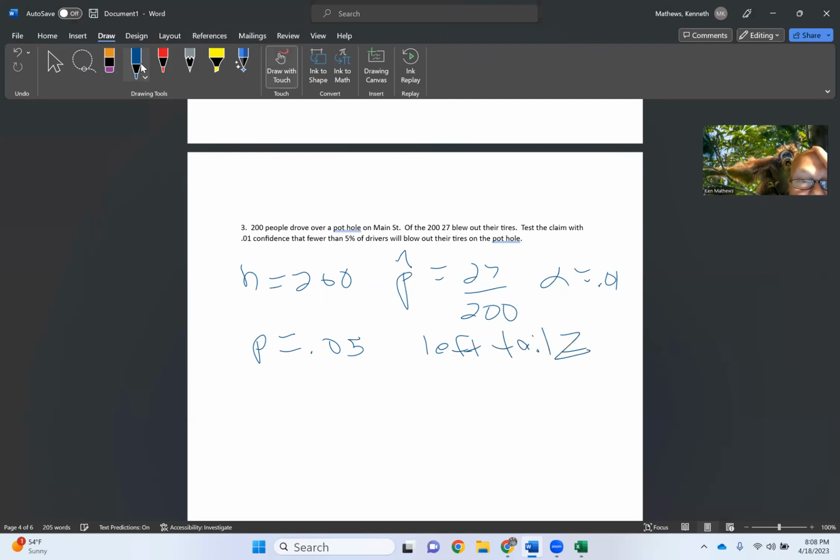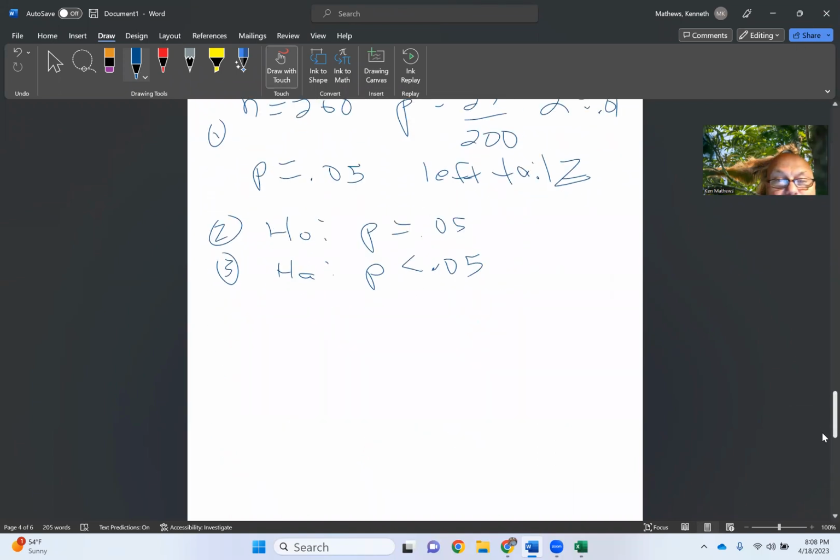All right. This is all part one. Part two. The null hypothesis is that p is equal to 0.05. And the alternative hypothesis is that p is less than 0.05. So alpha is 0.01. All right, 5 and 6.